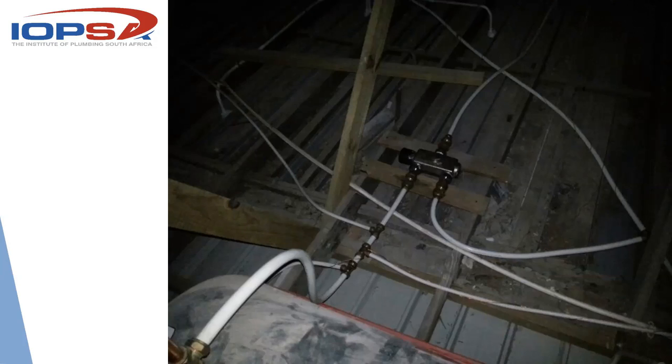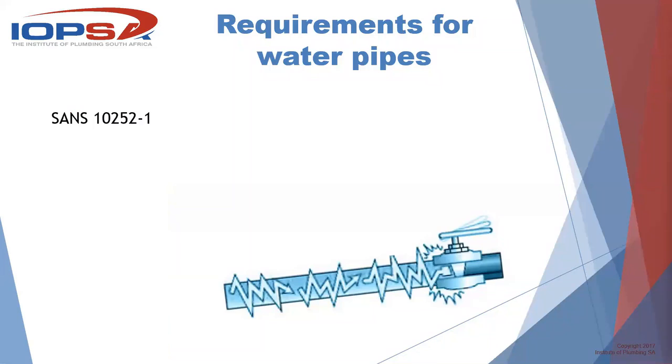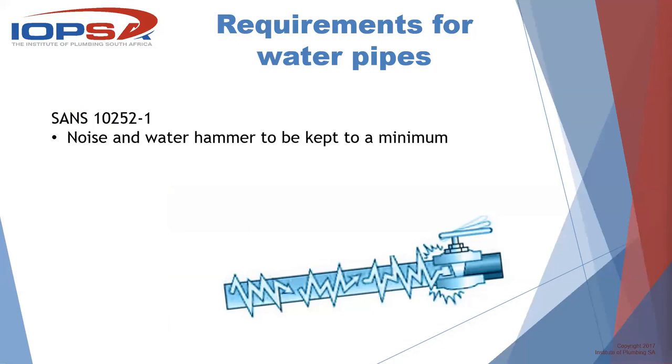And by that table, you'll be able to see that here, there is just not sufficient brackets at all. It's something like 300 mil for 1/2 inch and 400 mil for 3/4 inch are the requirements. And you can see that this is just not the case here. So, noise and water hammer to be kept to a minimum. These are the requirements in the standard.